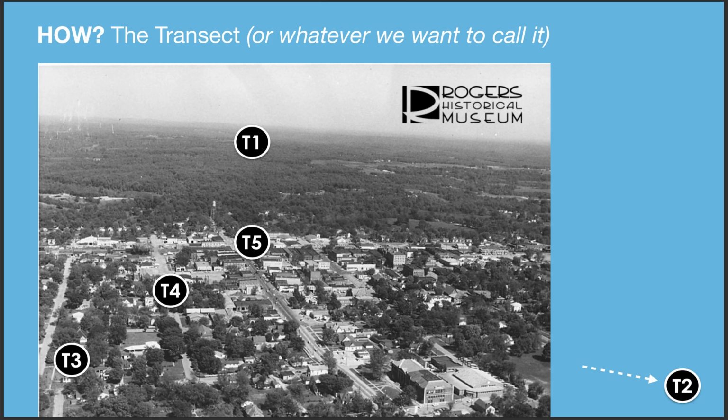T3, the neighborhoods further out with larger properties. And T2, the agricultural areas, which are mostly outside of this picture, and T1, the natural areas. And so development across the US from the 50s to today has been shaped by a set of essentially nationwide standards that are no different from one place to the other.